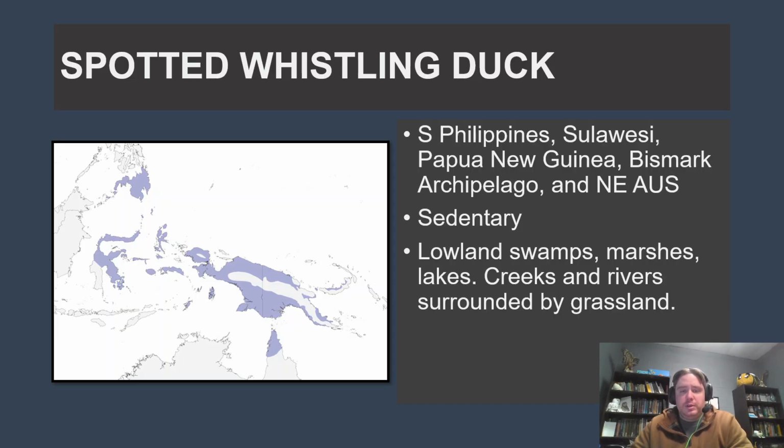The spotted whistling duck is found basically in and around Indonesia, Papua New Guinea, and the Bismarck Archipelago. Also can be found a little bit in, if you look right here, northeastern Australia. They are sedentary, meaning non-migratory species of lowland swamps, marshes, and lakes, and other bodies of water, so long as they're surrounded by grasslands where these birds will sometimes forage terrestrially.